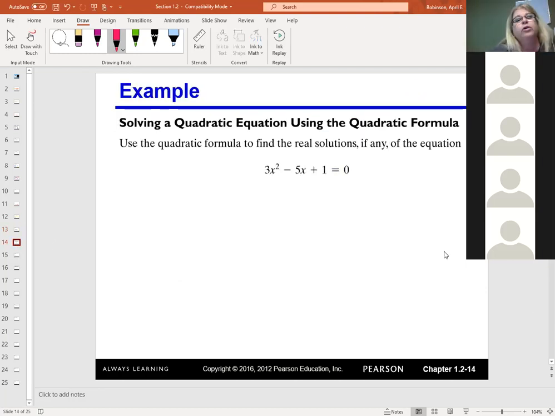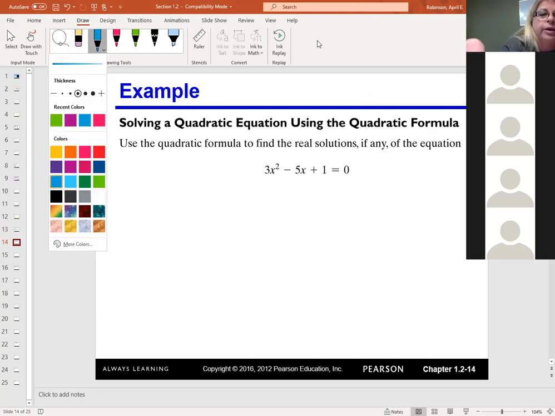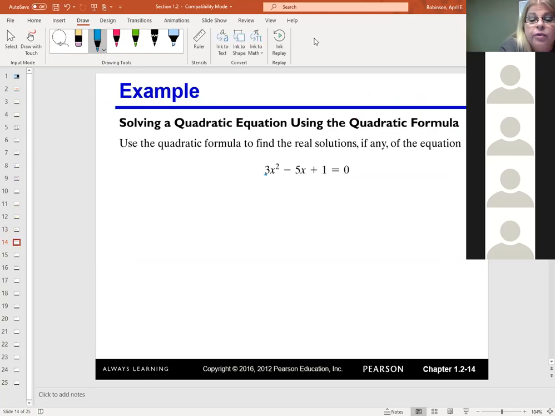Okay, so here's an example, use the quadratic formula. All right, so when I look at it, let me go back and get that blue color again, there you go. All right, so the three right here, that is my A, because it's in the AX squared plus BX plus C equals zero form, okay? It is set equal to zero, I'm good, I need that. So A is three, B is negative five, and then C is the positive one.